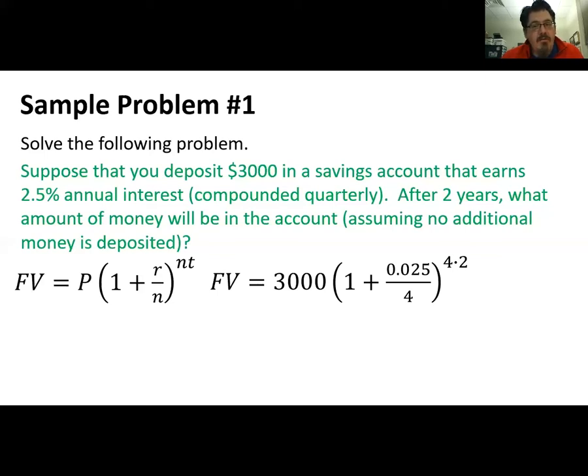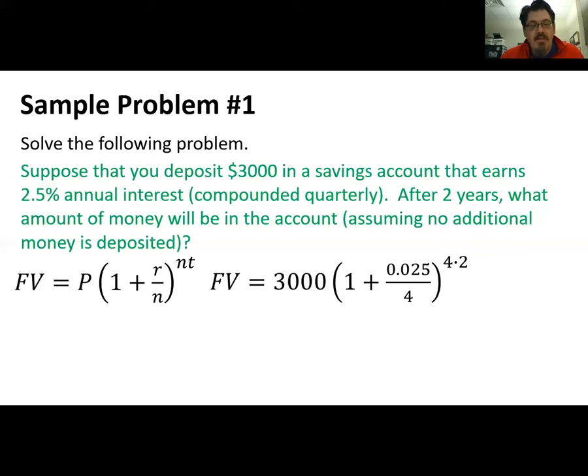N is the number of times the interest is compounded in a year. Since it's being compounded quarterly, that means every 3 months, interest is calculated and added to the balance. Every 3 months would allow us to compound the interest 4 times in a year. Think quarter: 4 quarters in a dollar, 4 quarters in a year. 4 is the number of times it'll be compounded, so that's where the 4 comes from when we plug that in for N.